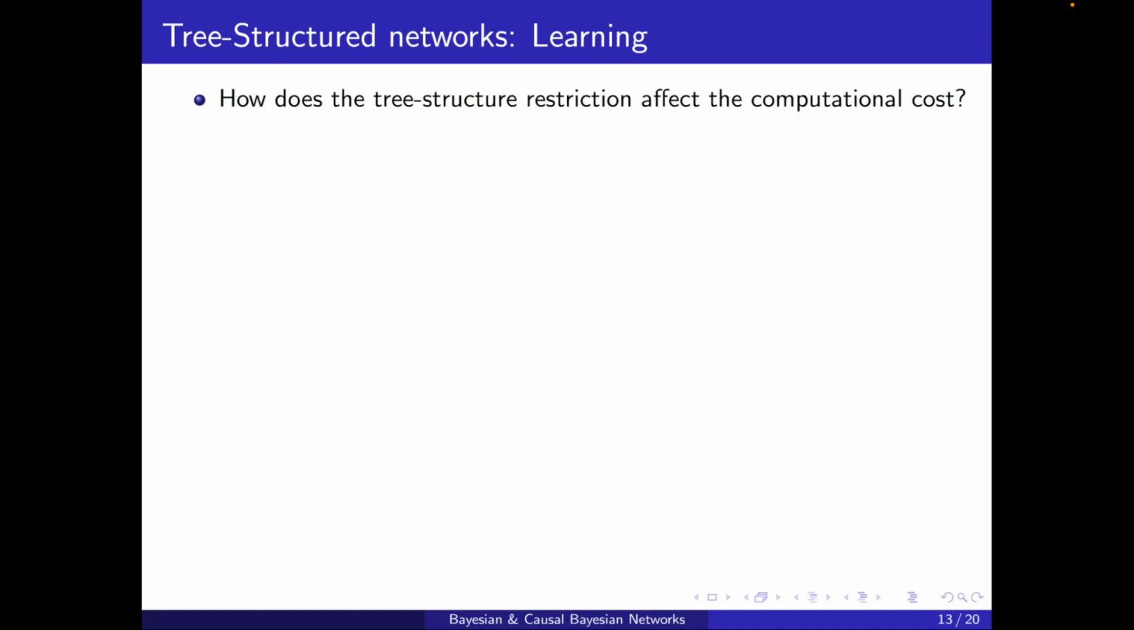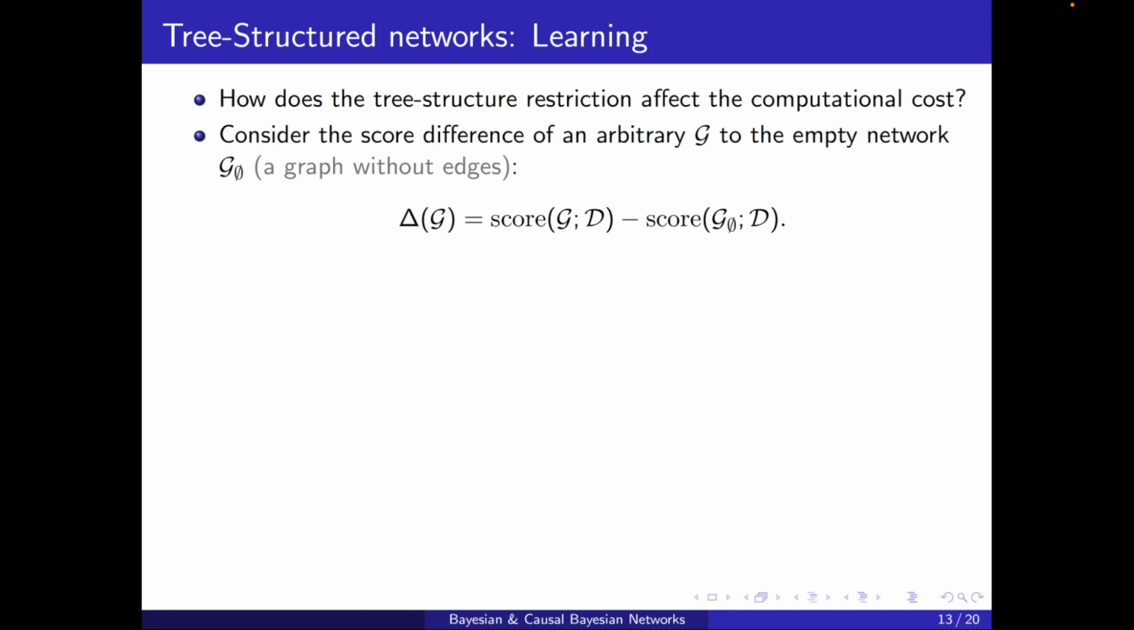Okay, how does this whole tree structure restriction affect the computational cost? Well, let's see. Consider the score difference of an arbitrary G to the empty network G0, which is basically a graph without edges. So I construct delta G as the difference of the scores. Note that the graph that maximizes delta G also maximizes the score. We will see the usage of this; it will simplify our calculations when we take this subtraction.